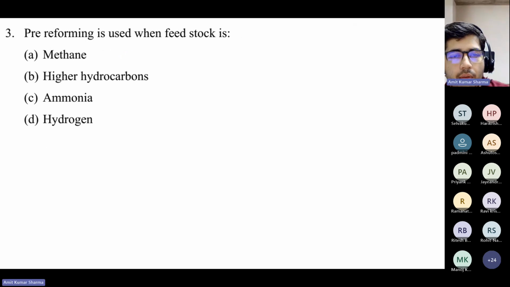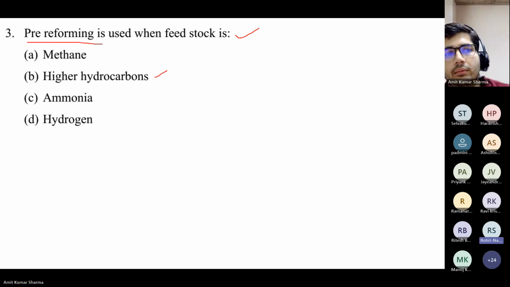Pre-reforming is used when the feedstock is higher hydrocarbons. Option B. And what is the meaning of pre-reforming? Converting the higher hydrocarbons into lower hydrocarbons. Yeah, right. And why are we doing this?